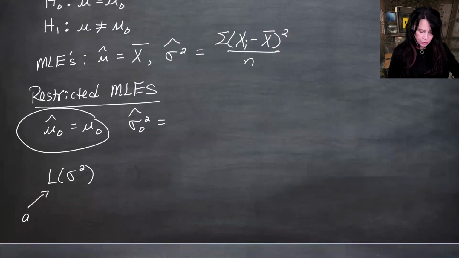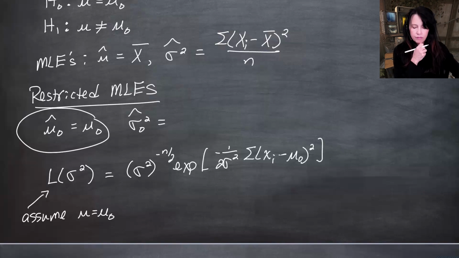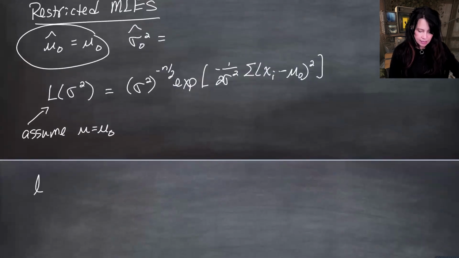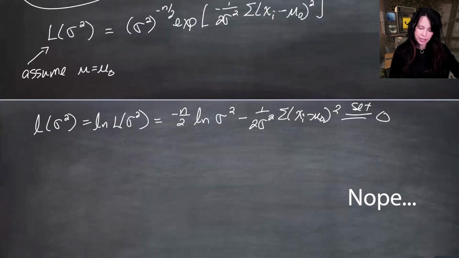So this is going to be assuming mu equals mu naught, so there's only one unknown. This is sigma squared to the minus n over 2 e to the minus 1 over 2 sigma squared, sum of the xi minus mu naught squared. Maximizing it, I'm going to take the log. I'm going to look at the log likelihood. I'm going to get minus n over 2 log of sigma squared plus the log of the e, which is going to be minus 1 over 2 sigma squared, sum of the xi minus mu naught squared. We're going to set this equal to 0 and solve for sigma squared.